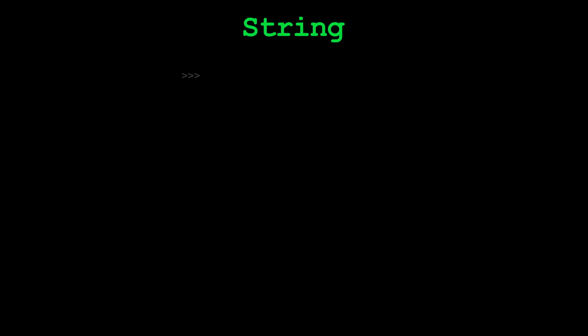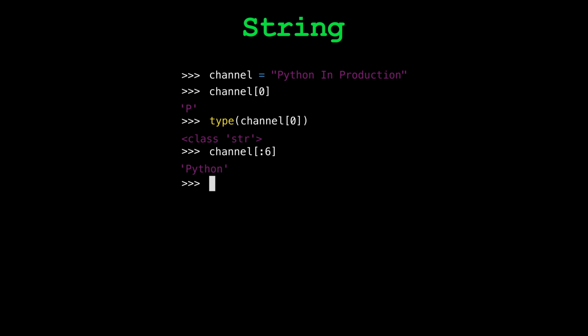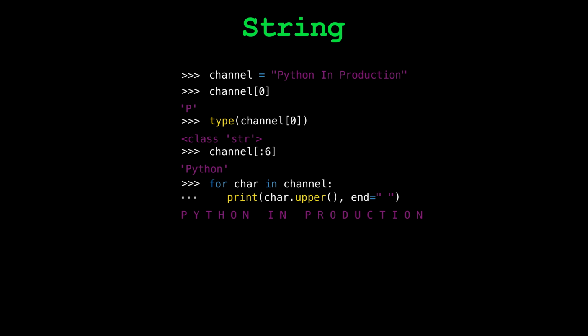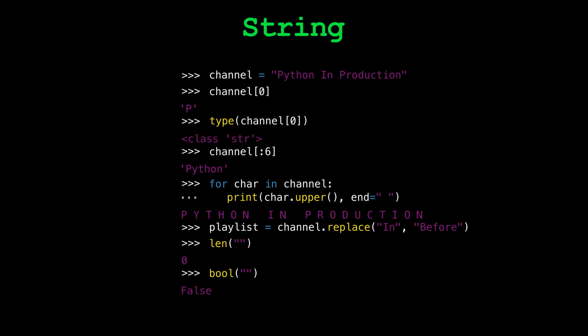Since strings are sequences of characters, indexing and slicing them gives you back a string. This is also why you can iterate over a string and get back one-character strings. Strings are immutable, so any string operation creates a new string object in memory. The empty string is the only string of length 0, and also the only falsy string.